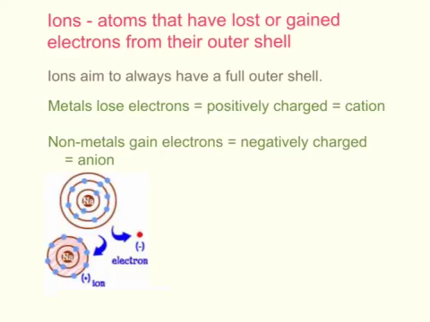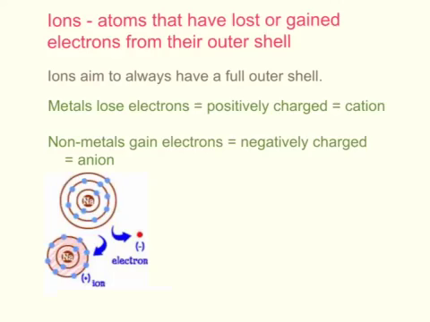So the metals that are in groups 1, 2 and 3 will always lose an electron to become more positively charged, because now they would have more protons than electrons. They always start with the same number of protons and electrons. And then if you've lost negative charges, you now have more positive charges. So that's why metals in group 1, 2 and 3 always become cations, which are positively charged.